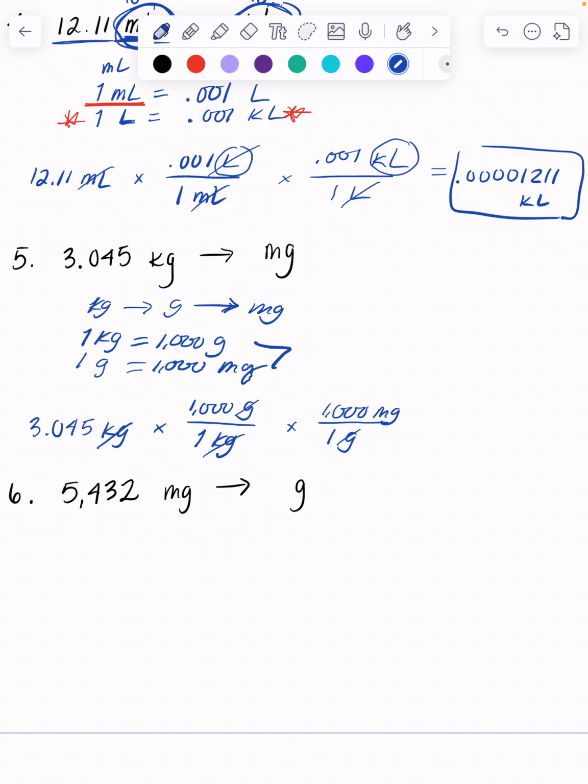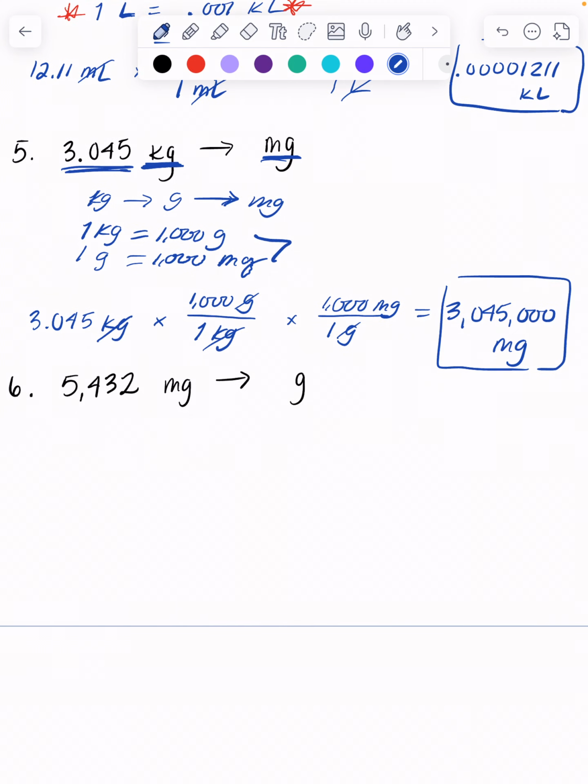So multiplying these across, again, let me use my calculator, 3.045. That's going to be 3,045,000 milligrams. Quite a big number. But again, check your work. That makes sense. We went from a very large prefix with a normal size number, and we wanted to make it into a very small prefix. So that means we're moving to the right, and our numbers are increasing. So that checks out.